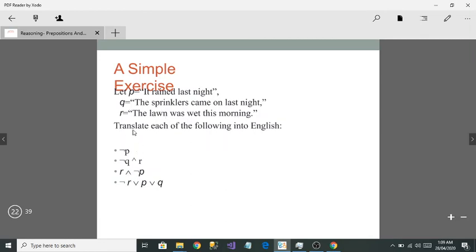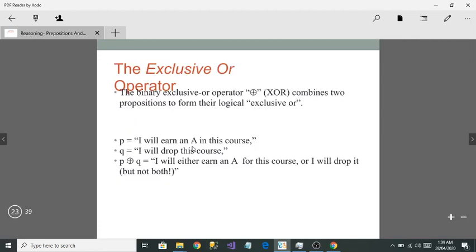The third one is R and negation P. So it will be the lawn was wet this morning and it had not rained last night. The last one is negation R or P or Q. That is the lawn was not wet this morning. You have to add in not because it's negation. The lawn was not wet this morning, or it rained last night, or the sprinklers came on last night. So this could be all the sentences.